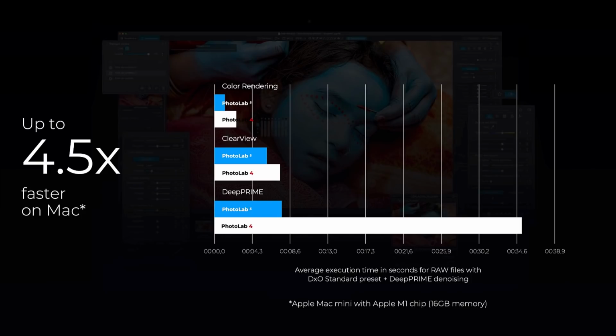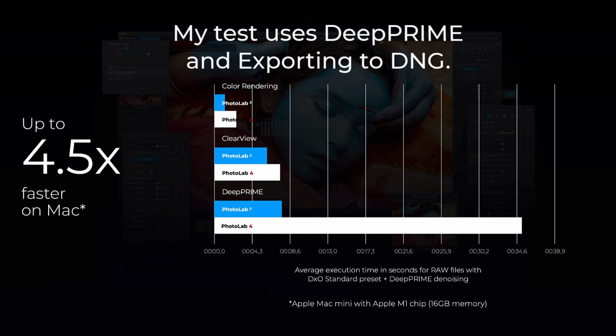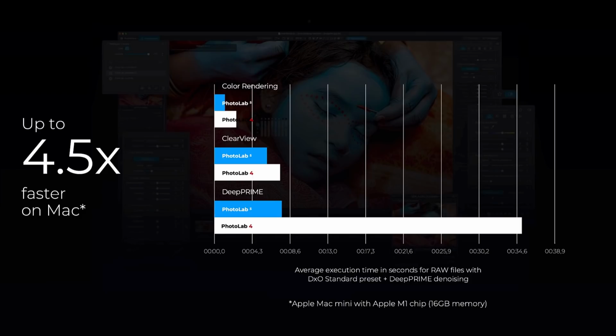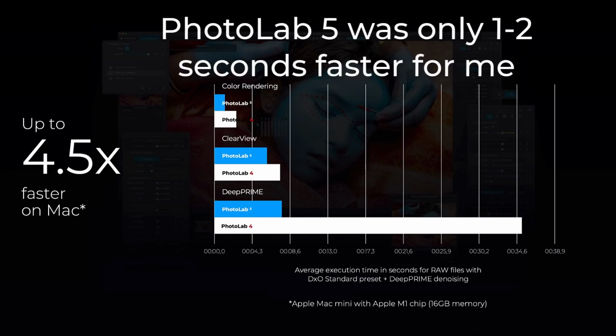Now I don't have an M1 chip in my Mac. It's an old Intel i7 and it's around 7 years old. Because of this, I decided to run my own tests, exporting raw files in the DNG format whilst applying DeepPRIME. After repeating the tests in both versions of PhotoLab, I found that PhotoLab 5 was indeed faster, but only by a second or two for each file.